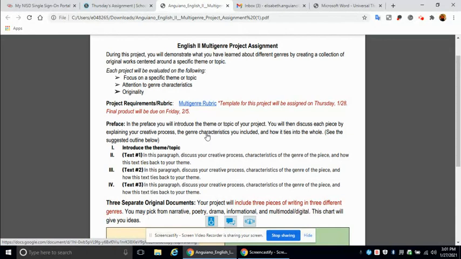Let's say you choose fiction, so you want to write a short story. You also want to write a poem. You also want to do an infographic. Those are three different genres, so that would be acceptable. Then you have your three genres, and you have to decide on a topic or a theme.